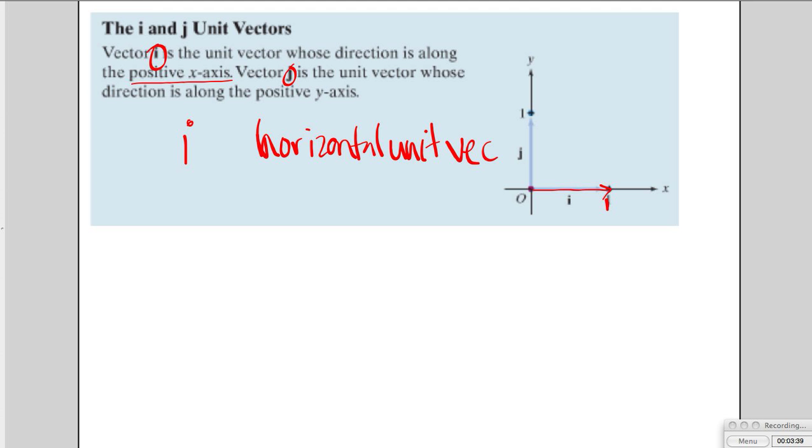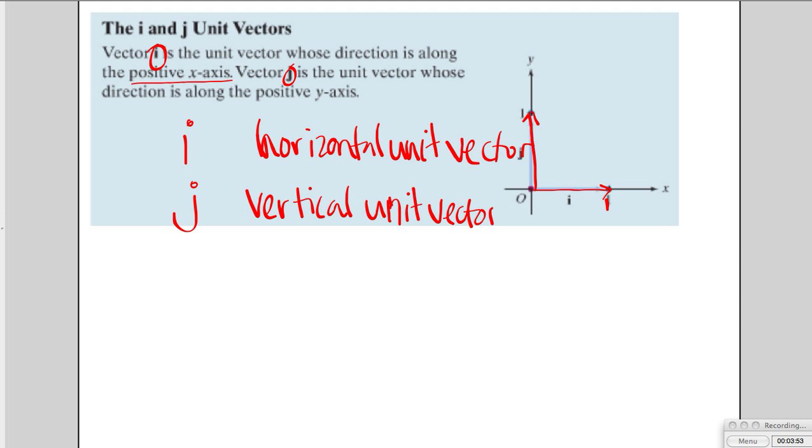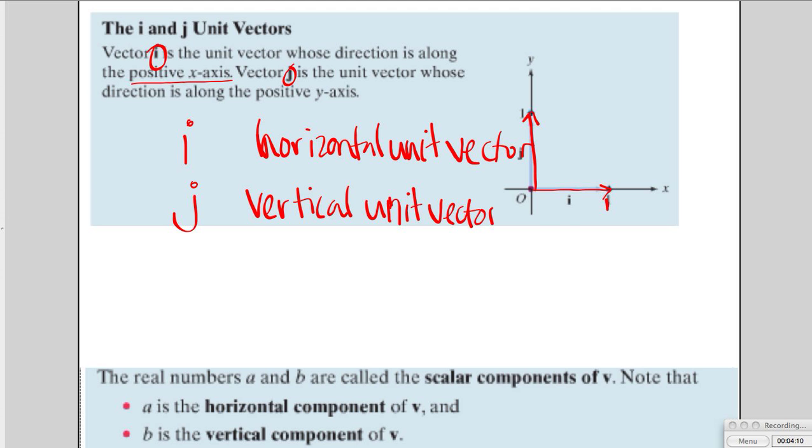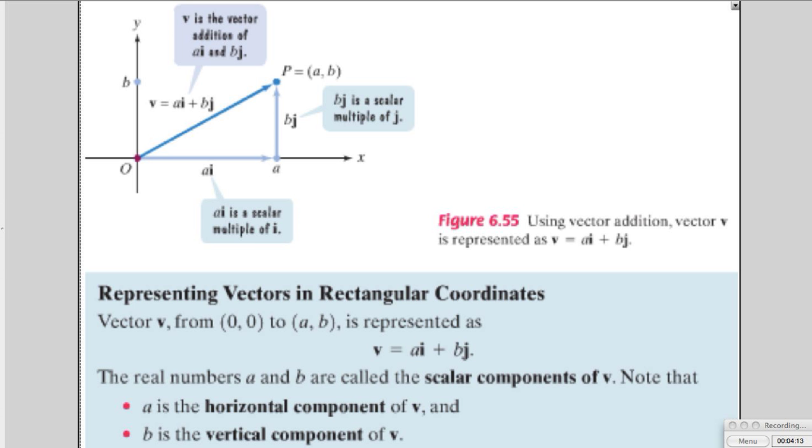j is the vertical unit vector. So again, it's only 1 unit long, but now it goes straight up. So it's going to go in the positive x and y directions here. If it was a negative i, then of course it would point in the negative direction with x. So we use i and j to help us describe vectors that we're going to draw in the coordinate plane. And we'll often use the coordinate plane to help us visualize what's going on here and draw different vectors and resultant vectors.